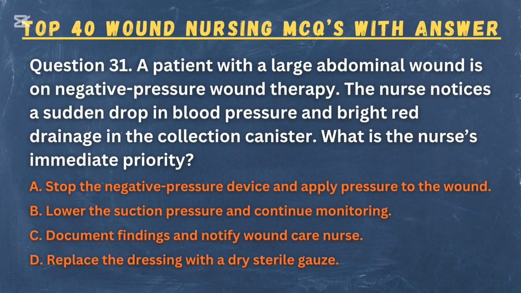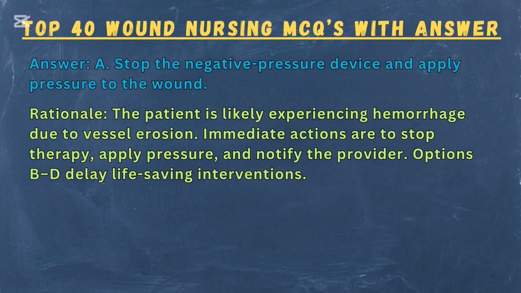A. Stop the negative pressure device and apply pressure to the wound. B. Lower the suction pressure and continue monitoring. C. Document findings and notify wound care nurse. D. Replace the dressing with a dry sterile gauze. Answer. A. Stop the negative pressure device and apply pressure to the wound. Rationale. The patient is likely experiencing hemorrhage due to vessel erosion.